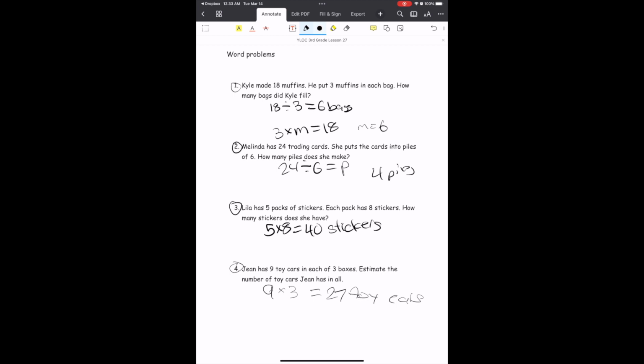And if you need help, you could always do 6 times p is equal to 24. And we all know 6 times 4 is equal to 24.